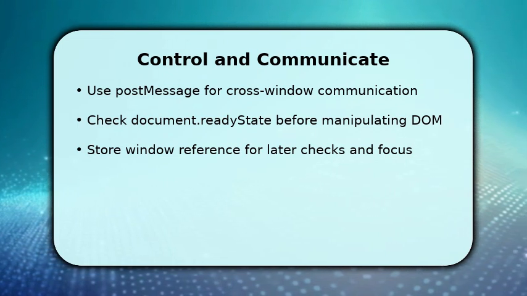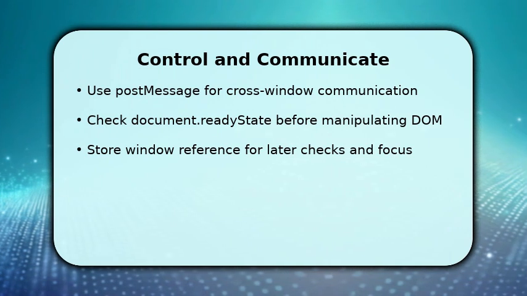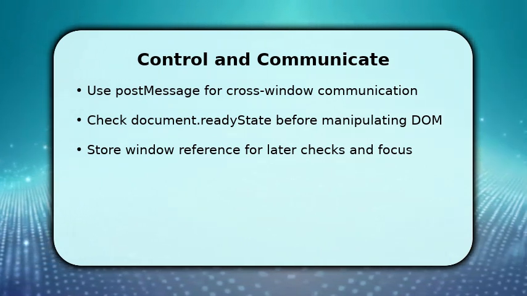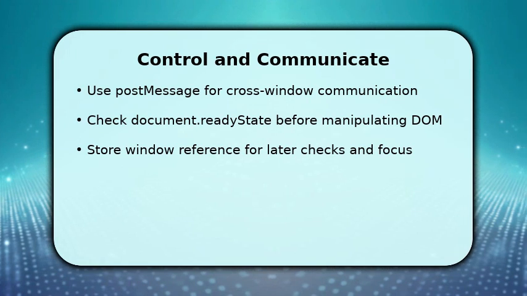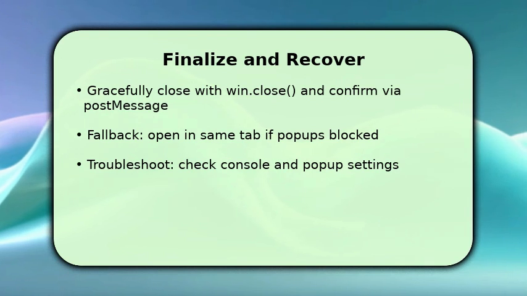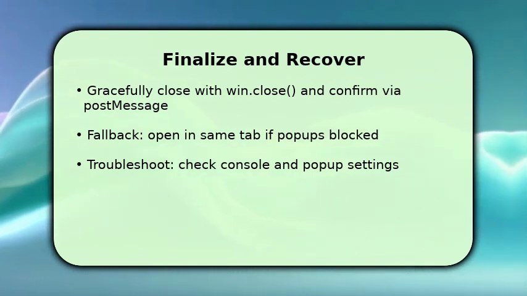Also, set a heartbeat or ping to detect if the user closed the window, and handle fallbacks if messages aren't received. To finish, perform any final save or cleanup in the child window and call win.close() from the opener or instruct the child to self-close, then confirm closure via postMessage to avoid dangling references.